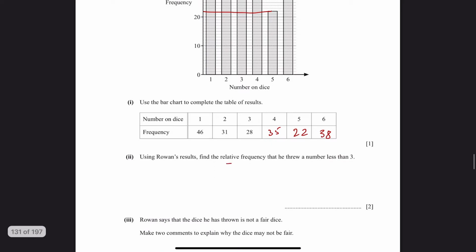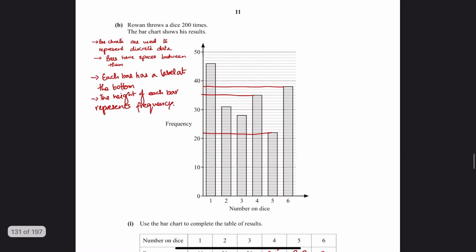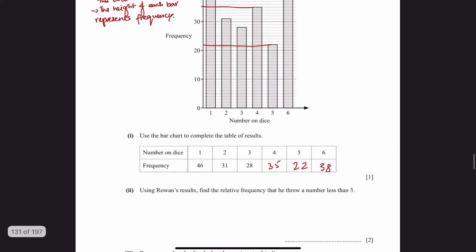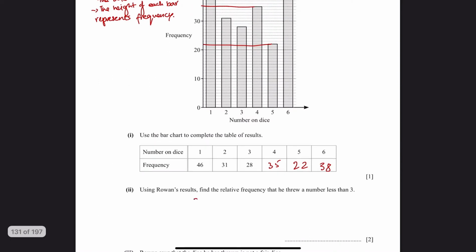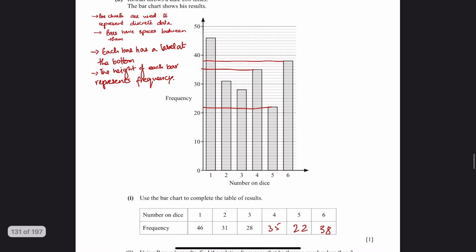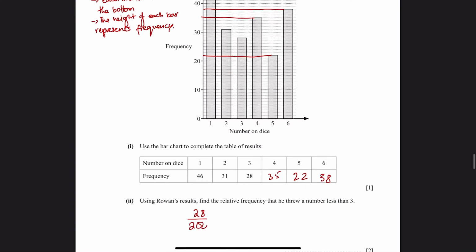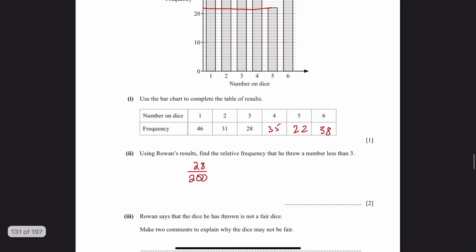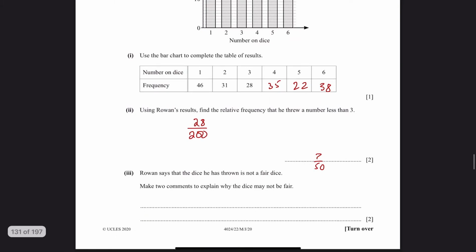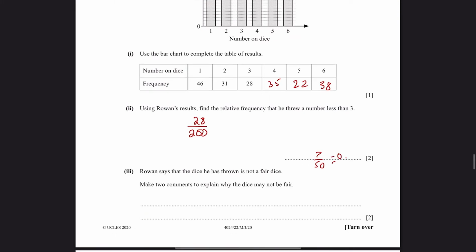Using Rohan's results, find the relative frequency that he threw a number less than 3. So the relative frequency is basically the frequency of the category divided by the total, which is 200. Okay, it's like calculating the probability. So 28 divided by 200 gives me 7 over 50, which in decimals is 0.14.